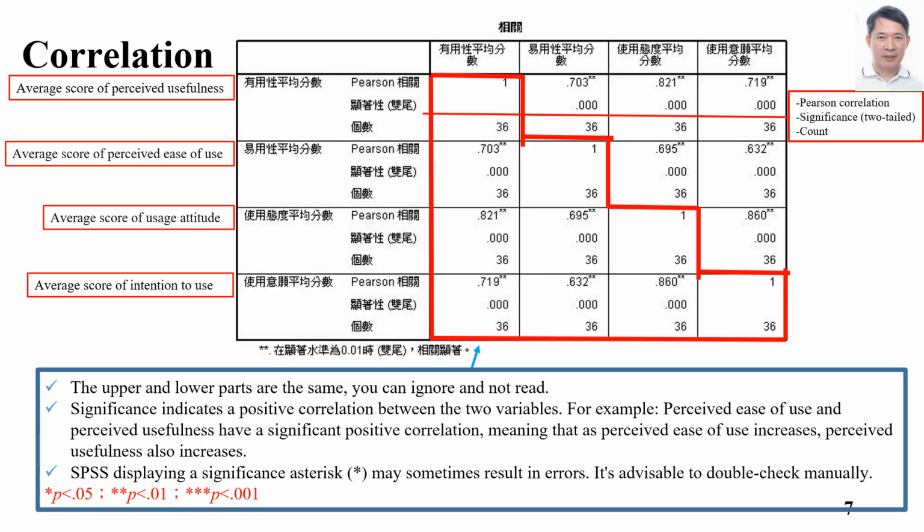Let's take a look. The diagonal must be 1 because usefulness and usefulness are the same, so its correlation coefficient is 1. The correlation coefficient between ease of use and usefulness is 0.703. The significance is 0.00. In fact, it has reached 3 stars. The correlation coefficient between usage attitude and usefulness is 0.821, which is also very high. All the significances of this are very high, all 3 stars. The correlation coefficients are 0.703, 0.821, 0.695, 0.719, 0.632, and 0.860 respectively.